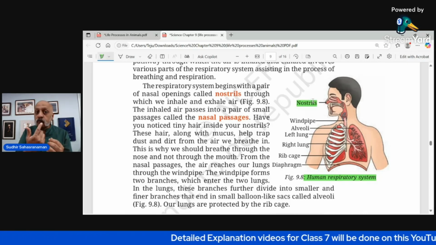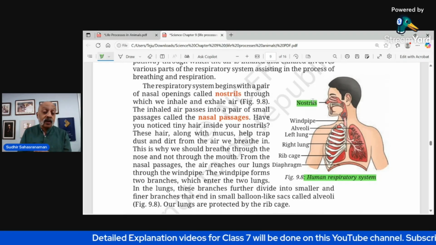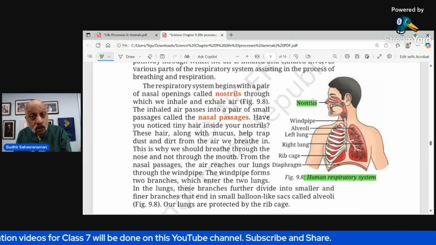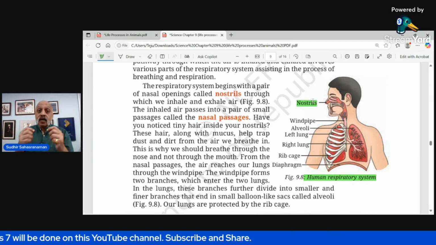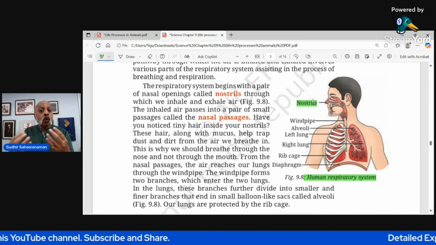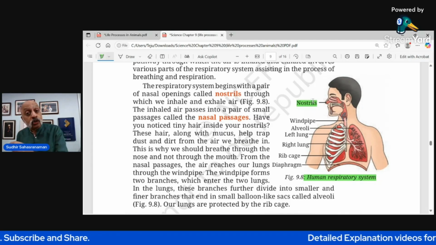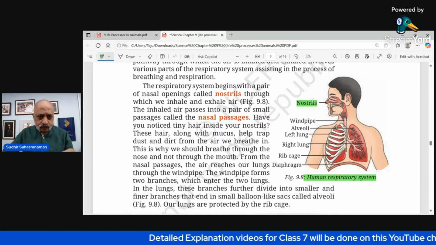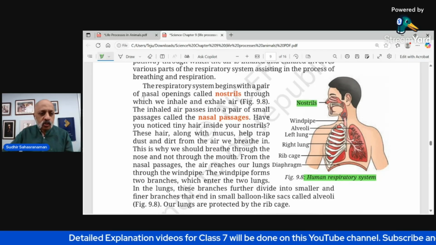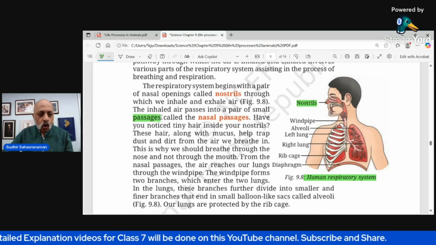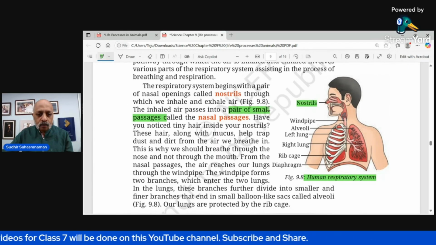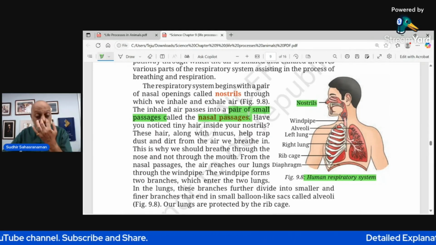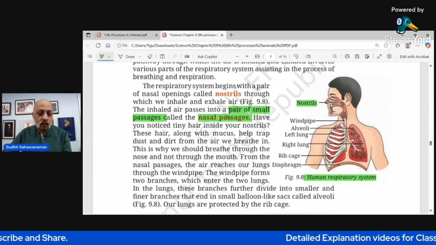The mouth has no filtration, and all the air goes in, and thereby you may also inhale a number of germs, right? Bacteria. So the nose is a more effective medium through which you should ideally inhale. Then the inhaled air passes through a pair of small passages, which is known as the nasal passage. That is, this part inside is the nasal passage.